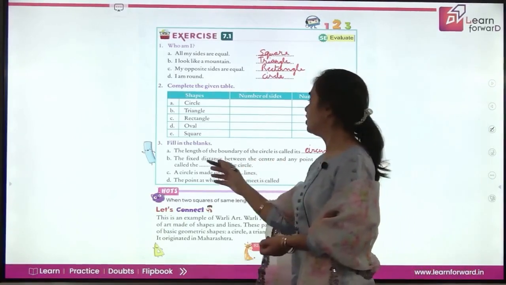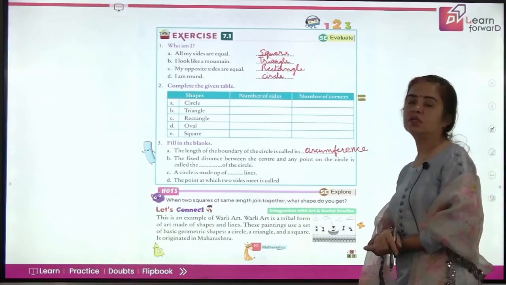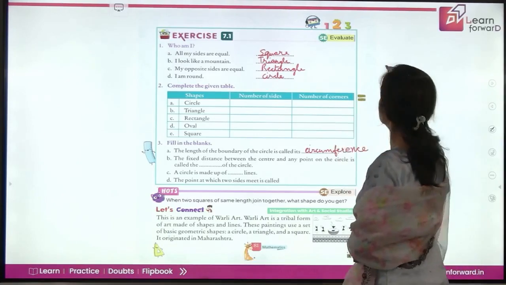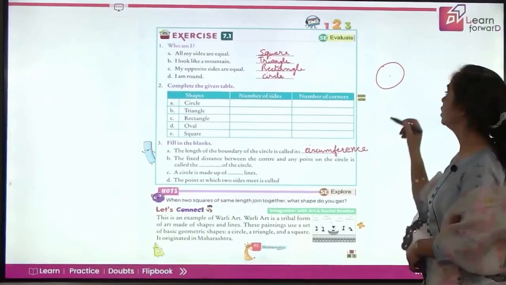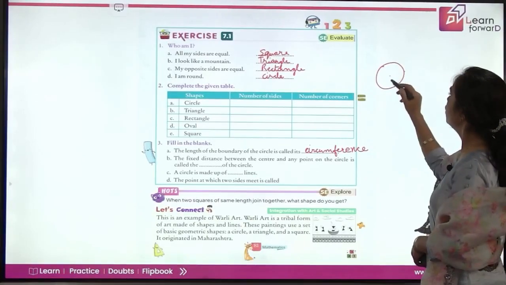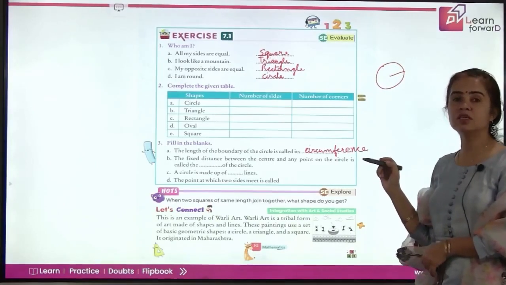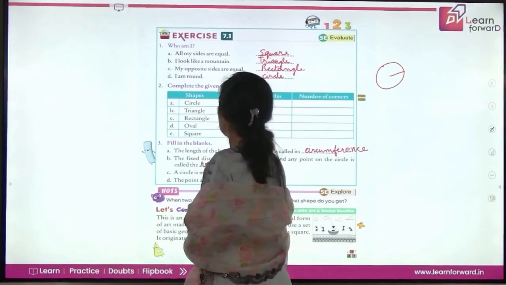Next, the fixed distance between the center and any point on the circle, what is it called? So if you have a circle, this is the center of the circle. From the center, if you draw a line segment, this fixed distance, what is it called? It is called a radius. It is called the radius of the circle.